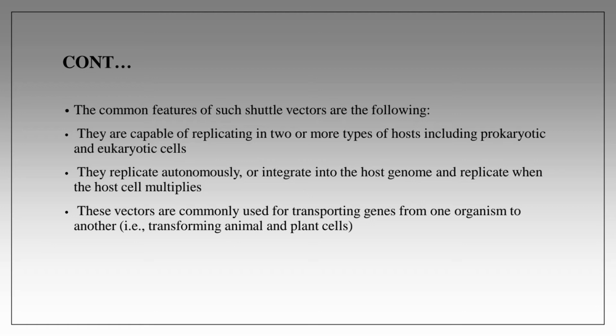They are capable of replicating in two or more types of hosts including prokaryotic and eukaryotic cells. They replicate autonomously or integrate into the host genome and replicate when the host multiplies. These vectors are commonly used for transporting genes from one organism to another, that is, transforming animal and plant cells.